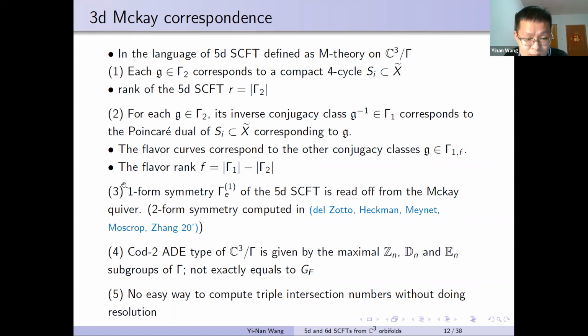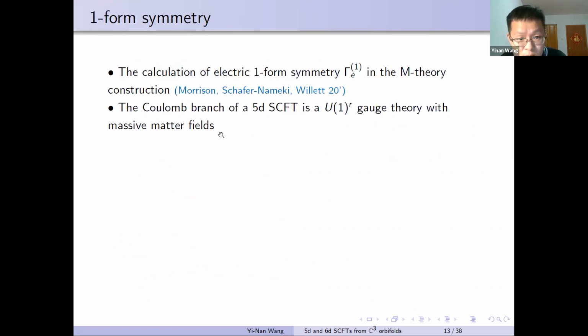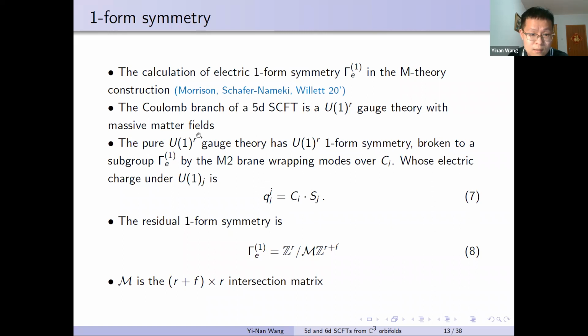Okay, so now let's expand in a little bit more detail about points 3 and 4 before we go into the examples. For the one form symmetry, here I just briefly review the computation of the electric one form symmetry in this type of M-theory construction. That was already worked out by Dave Morrison, Sakura, and Brian Willett 1 or 2 years ago. The idea is that in the beginning we have a pure U1 to the R gauge theory, which has a U1 to the R one form symmetry. Nonetheless, this U1 to the R is broken to a subgroup, gamma E1 electric, by certain M2 brane wrapping modes over 2 cycles in the resolved Calabi-Yau threefold.